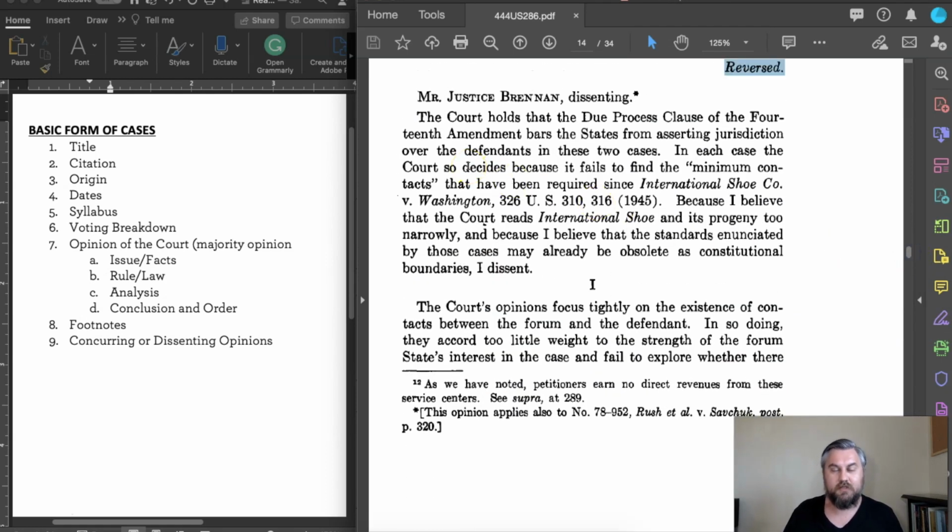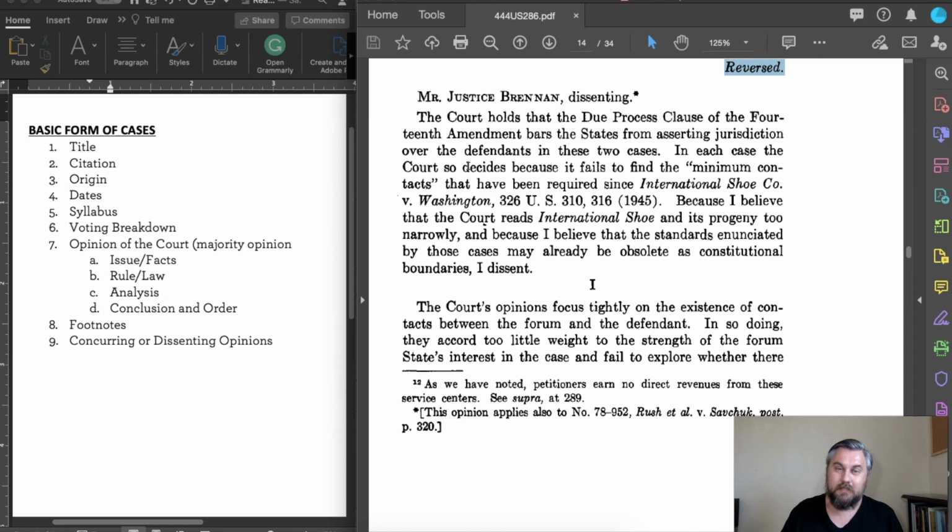Sometimes the justices feel very strongly about their position and they wish that they would have won. So whatever the minority side of the court is doing, they're going to write an opinion that dissents and basically says, I don't agree with what happened in the majority opinion. So you want to look for that. You want to look for what justice is writing that decision.